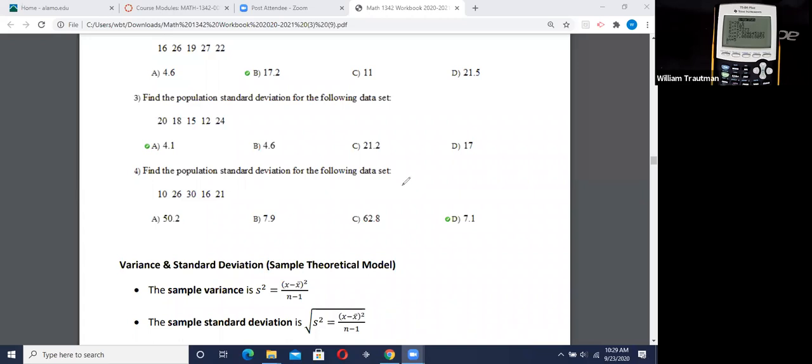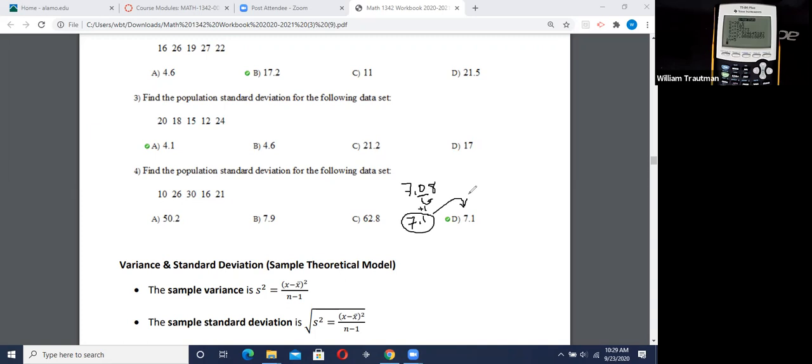So for this answer, I got 7.08. But they take it to one decimal place. All these answers are one decimal place. 5 or more, you add 1 to the underlying number, so I get 7.1. So here they took it to one decimal place. On the homework, they'll tell you, take it to 2 decimal places or take it to 1 decimal place.